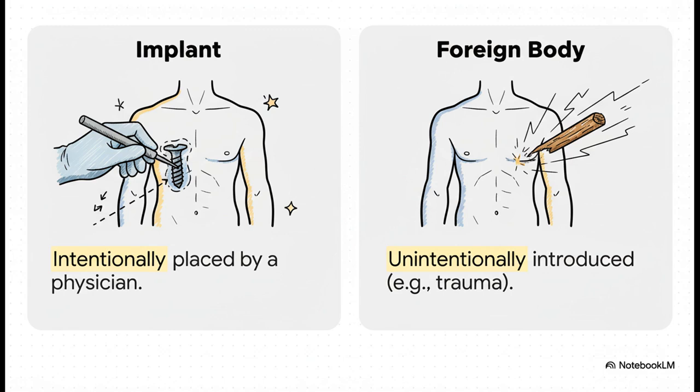An implant is something a doctor puts in on purpose. A pacemaker, a surgical screw, you get it. A foreign body is something that gets in there by accident, like a splinter or maybe a coin that was swallowed. The key difference here is all about intent.